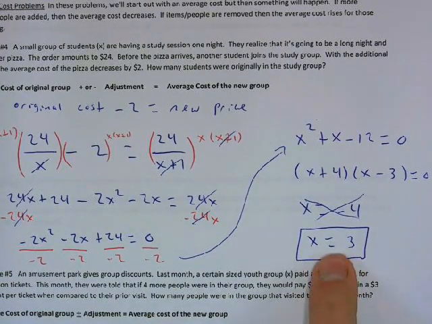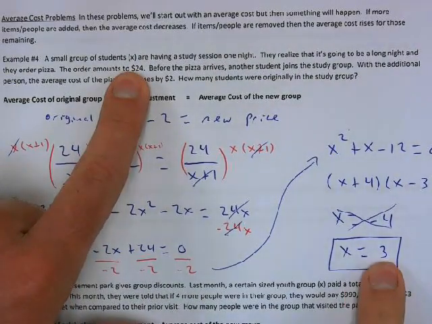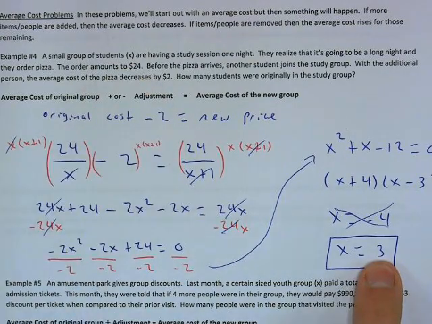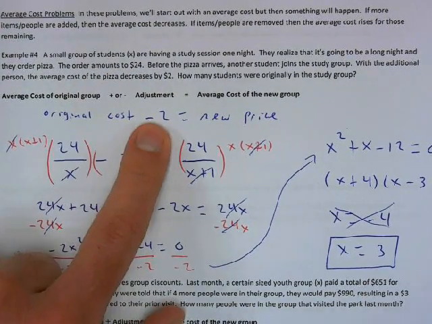Okay, does that make sense? Let's see, if the pizza costs $24 and there's 3 of us, how much are we each paying? Okay, $8. What if one more person comes? Now the pizza costs $24. What if there's 4 of us? Well, now we're each paying $6. So yeah, my cost decreased by $2.